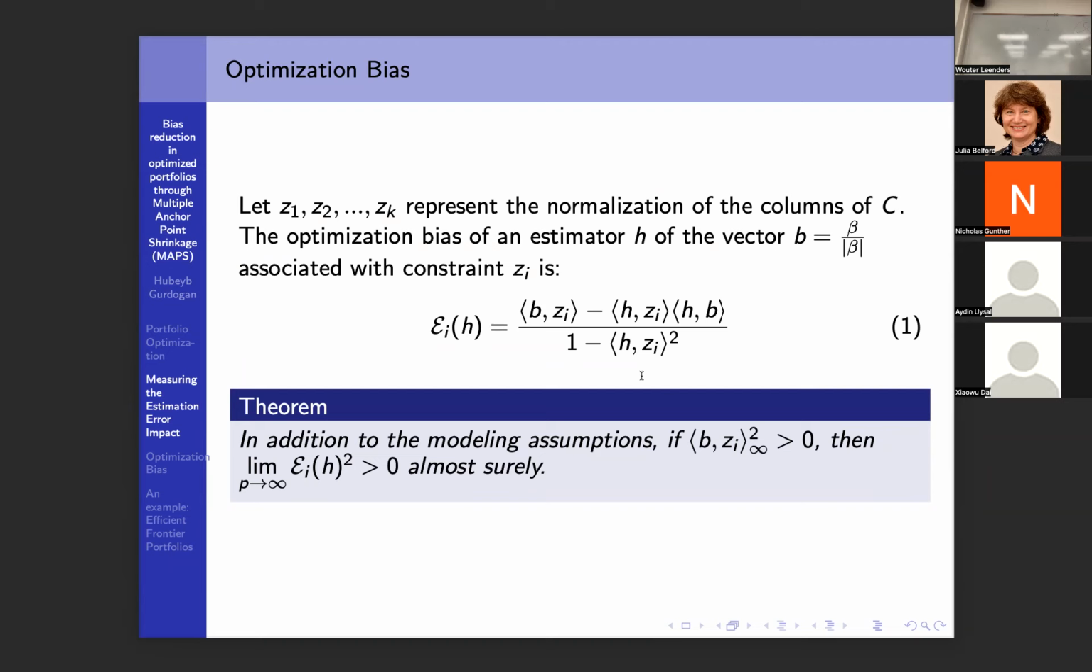Okay, and one quick theorem about this is, under the HL regime and under the modeling assumptions that we have, if the inner product between b and Z_i is not converging to 0 as P goes to infinity, if it is staying away from 0, that means if you just think of b as the north pole of the sphere, if Z_i is staying away from the equator as P grows, then the limit as P goes to infinity of the optimization bias stays away from 0. So it is a finite non-zero quantity, almost surely.